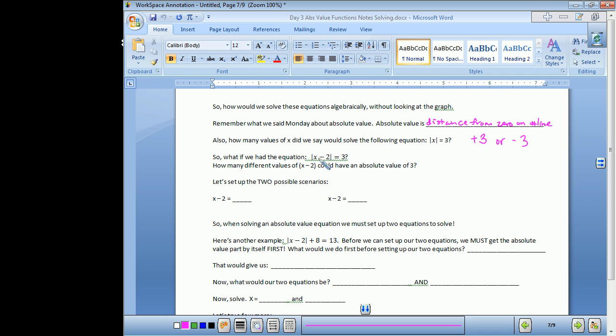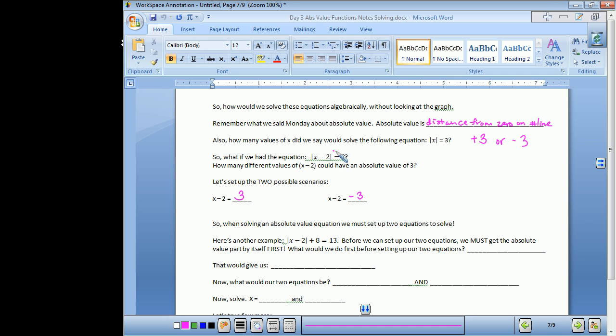So, what if we had this? The absolute value of x minus 2 equals 3. How many different values of x minus 2 can have an absolute value of 3? 2. X minus 2 could either equal 3 or x minus 2 could equal negative 3. Because if this were 3, it would work. And if this were negative 3, it would work. Because the absolute value of negative 3 is 3. So, when we have an absolute value equation, what we do is we break it into two equations because there are two values that work, the positive and the negative.